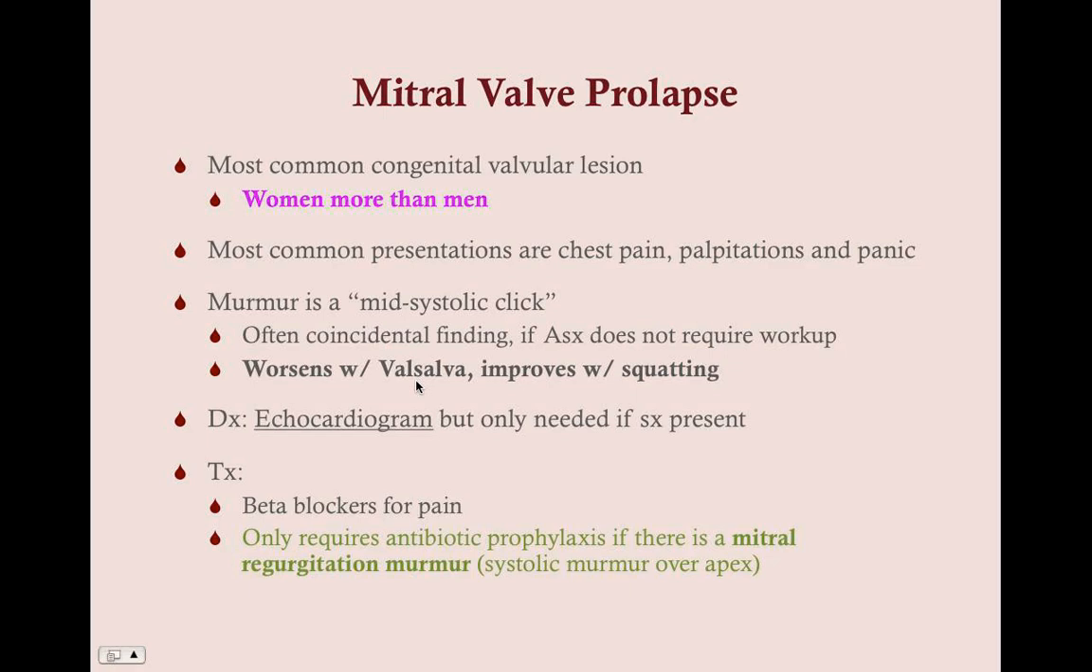So what is the Valsalva maneuver? The best way to think of it is that it reduces blood flow to the heart. Why? Well, when you're straining, you're reducing blood flow to the heart because your abdomen is compressing your vena cava.